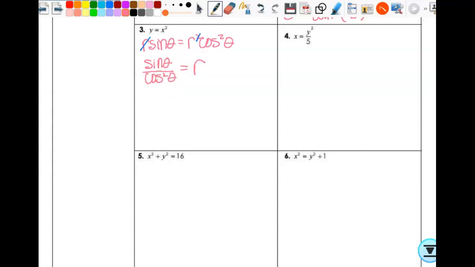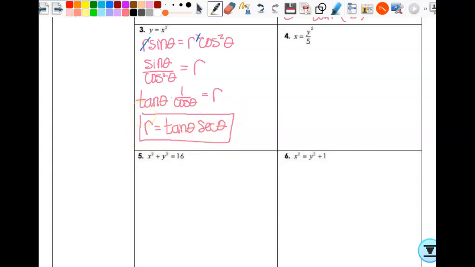What is sine over cosine? Tangent. So I can make tangent theta, but I would still have one cosine in the denominator there. What is 1 over cosine? Secant. So r is equal to tangent theta secant theta. And because this would graph a parabola in the rectangular coordinate system, this would graph a parabola in the polar coordinate system. Okay? Everybody okay with that?